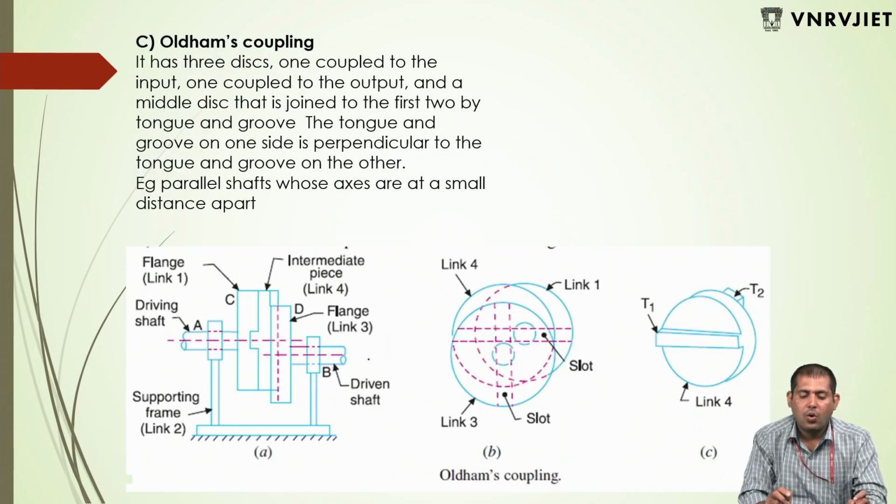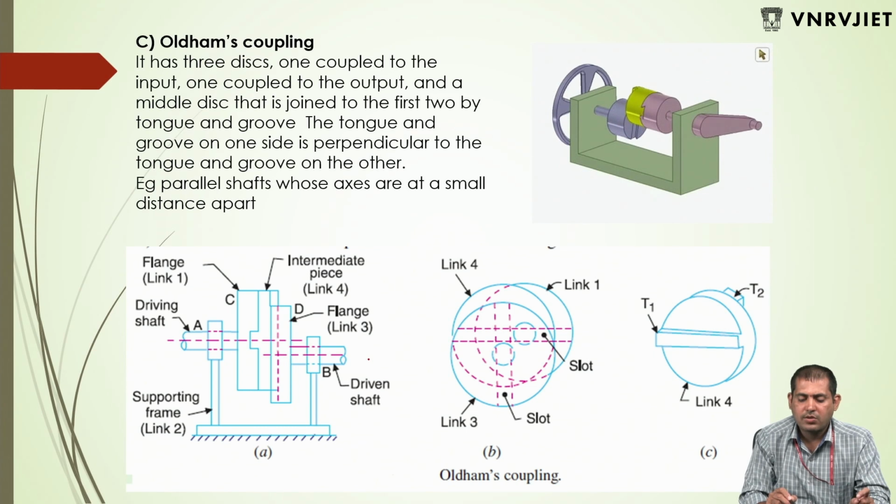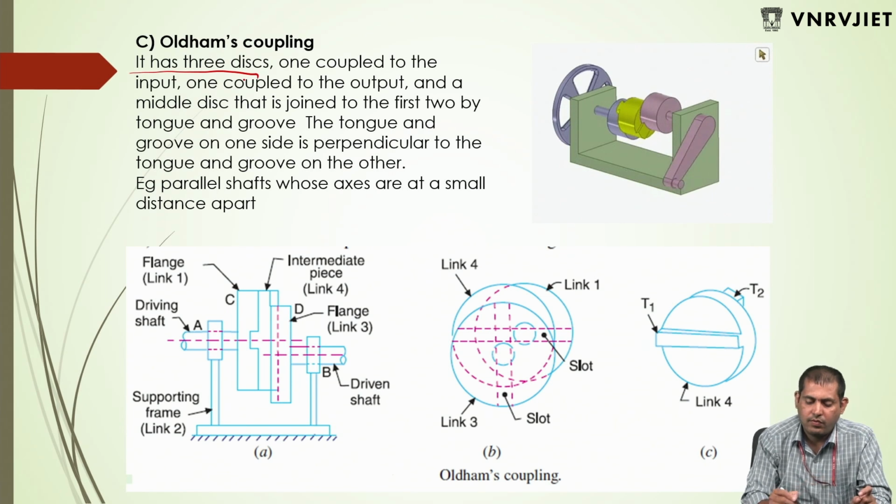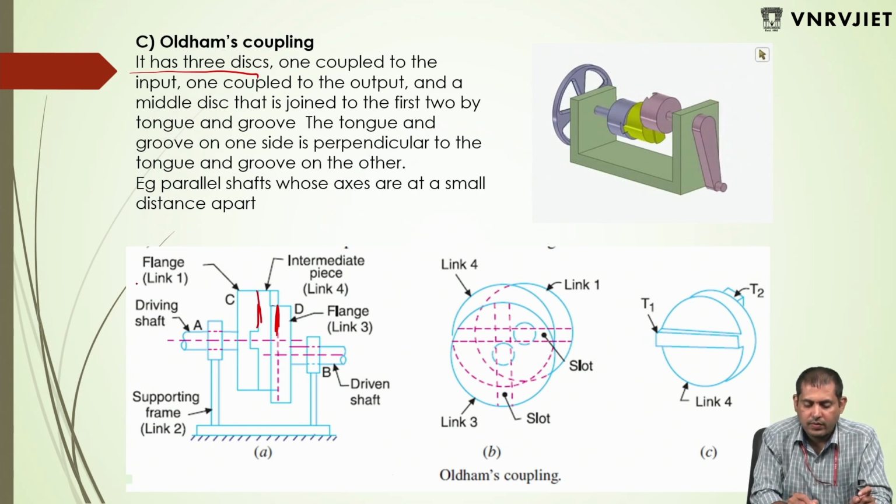Okay, next, Oldham's coupling. Generally, if there is a distance between two axes, then you prefer this type of joint. So Oldham coupling has 3 discs. This comes under the double slider again, with one sliding surface here and one more sliding surface here. So 3 discs. First let us see these parts.